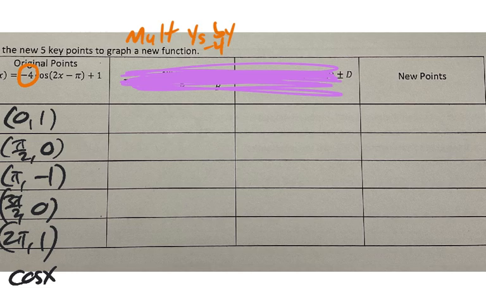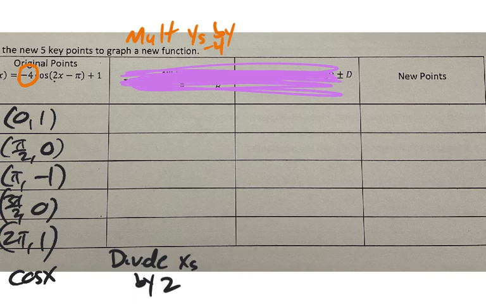Is there anything else I'm going to have to multiply by? Yeah, this 2 is multiplying. The 2 affects the x's. What did I do with that 2 in order to find the period? I take 2 pi and divide it by b. I know this needs to be the end. If I take 2 pi and divide it by 2, I get the correct period, which is pi. So the other thing I need to do is divide the x's by 2.